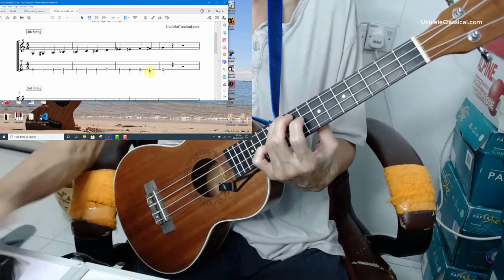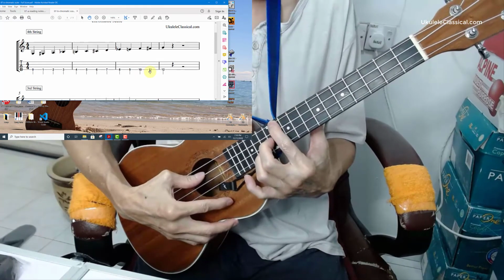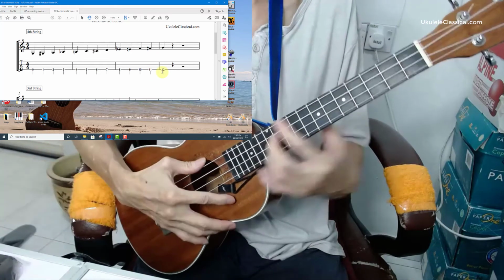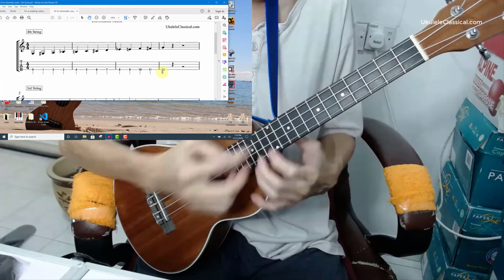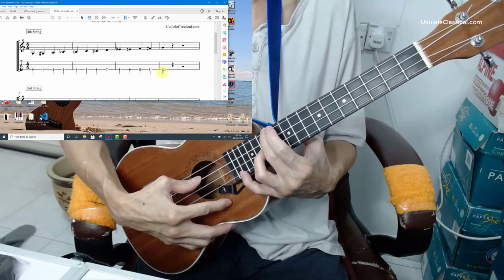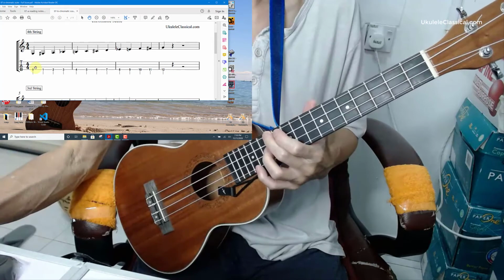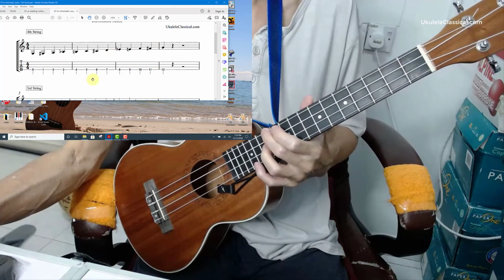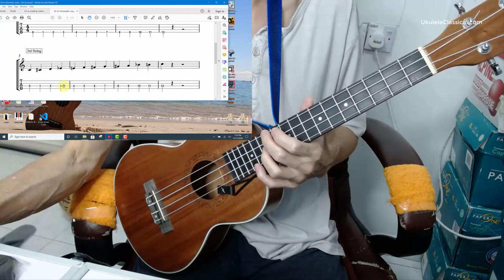Alright, and next one will be 11, which is here. And then finally, if you see 12, straight away jump to the 2 dots. That's it. Alright, so theoretically, this is all the notes you can play on the 4th string. Yes, all the way. Right, and then on the 3rd string, the same pattern repeats itself.